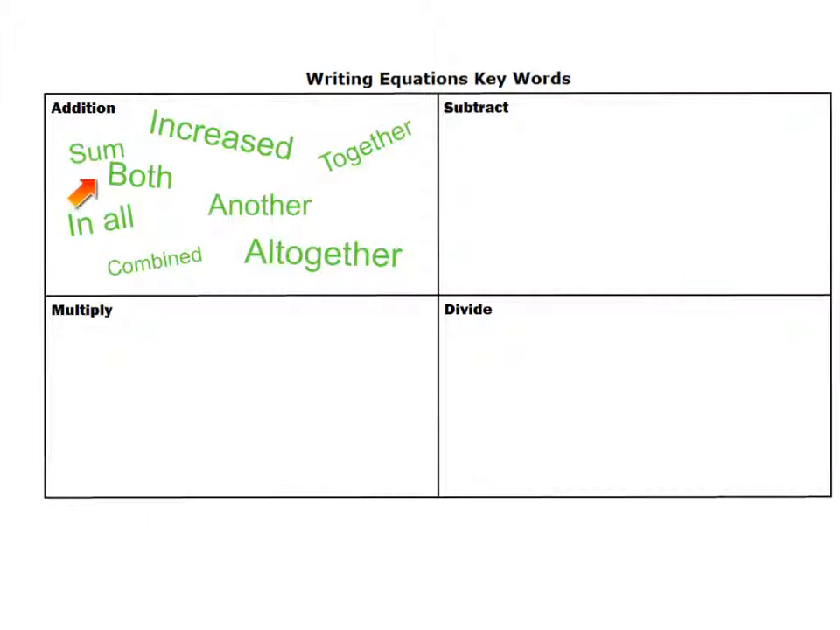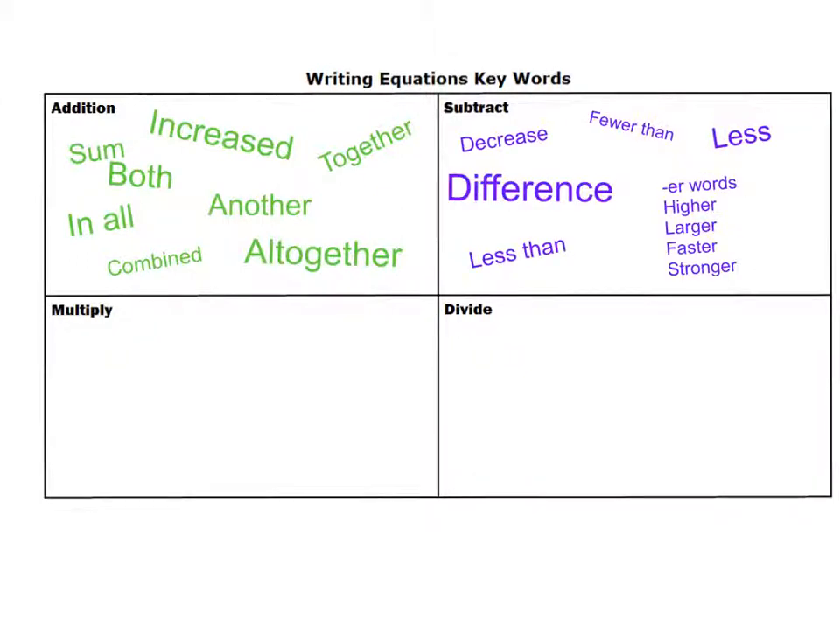So here we have sum, which is the answer to an addition problem, both, increase, together, another, all together, combined, and all. And you know, there's more that you can come up with, so add them to it if you do. Let's do subtraction. So we have decrease, fewer than, less. Words that end in ER like higher, larger, faster, stronger, less than. And then this guy right here, difference.